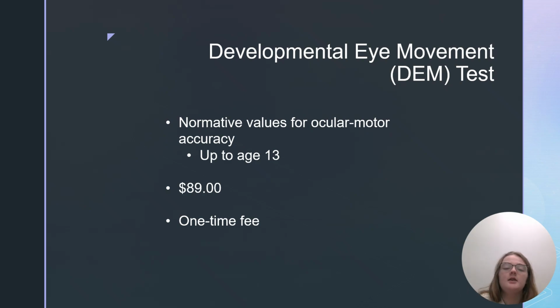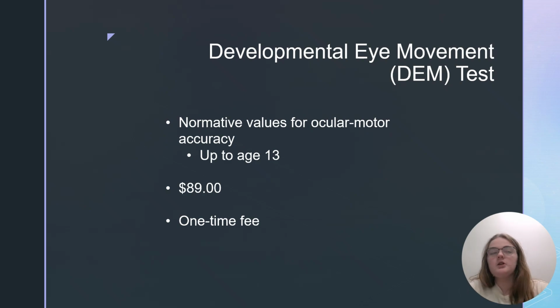All right, I did want to throw this in here. There is a true standardized test that you can do, and this is the best one that you can do as an OT yourself. It's called the Developmental Eye Movement Test. It has normative values for oculomotor accuracy and skills up to the age of 13. However, you can use it with middle and high school students if you feel the need to do so, of course, because visual skills do not change much or at all into adulthood.